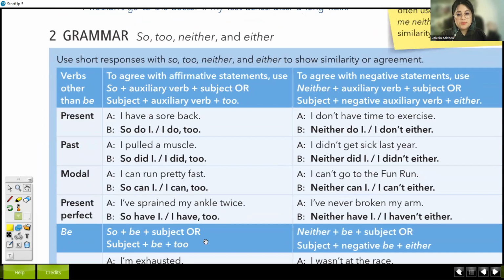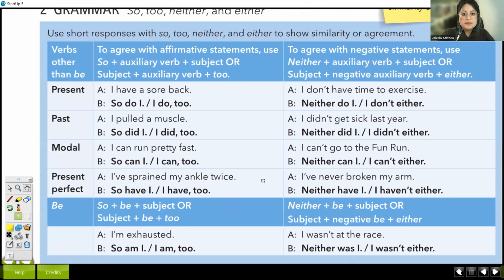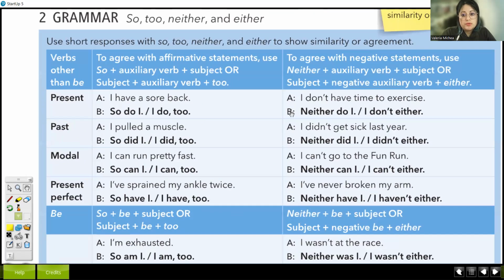So what we had here was a division between affirmative statements and negative statements, right? That was the idea. And what do we use these phrases for? It's just to show agreement or similarity. Right, so let me mark it. This is for affirmative statements.